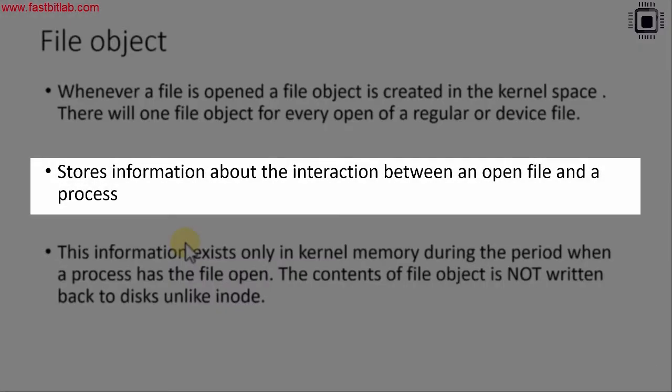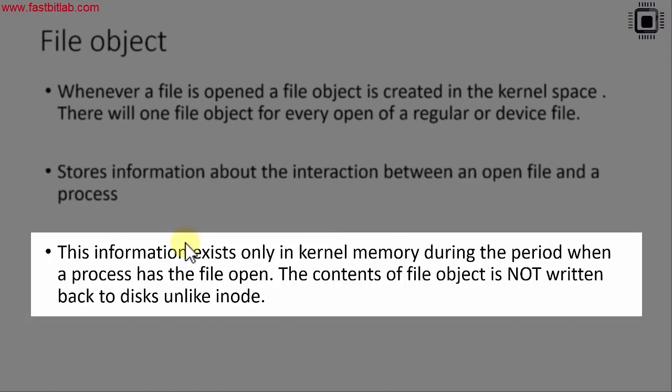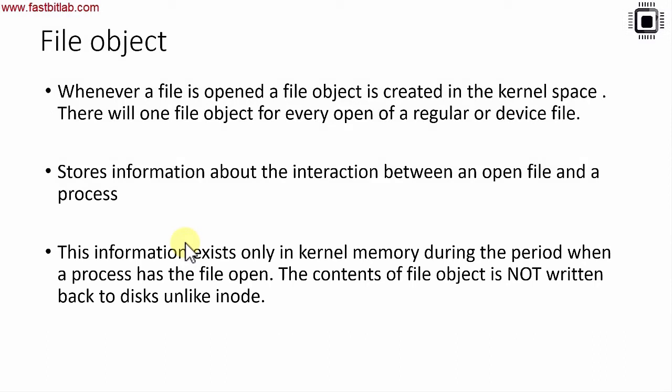The file object stores information about the interaction between an open file and a user process. This information exists only in kernel memory during the period when a process has the file open. The contents of the file object are not written back to disk, unlike inode. Remember that. It gets created whenever you open a file, and the VFS may modify various member elements of this file object, but none of those changes will be written back to the disk. Whenever you close a file, the file object will be destroyed by the VFS.